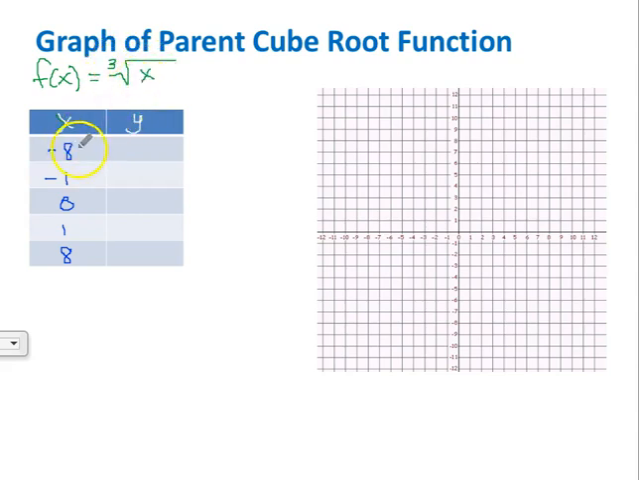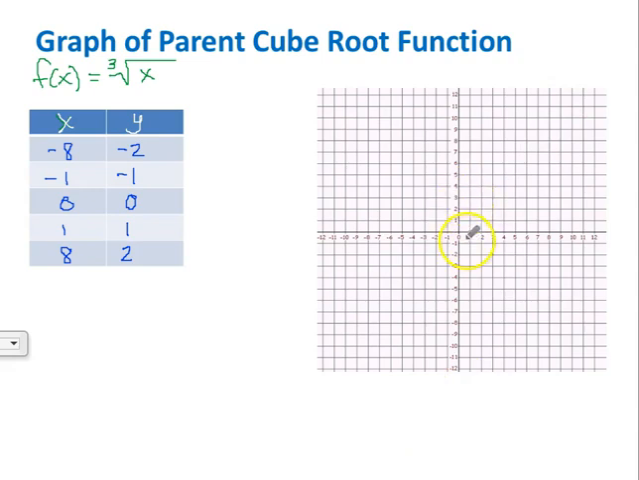So if we plug in -8 for x, what is the cube root of -8? And remember, we just figured that out. It's -2. What is the cube root of -1? Well, -1 times -1 times -1 gives us -1. What about 0? That's an easy one. It's 0. 1, it's going to be 1, and +8 would be 2.